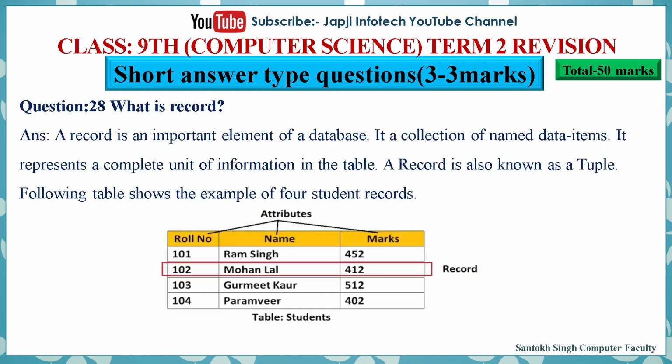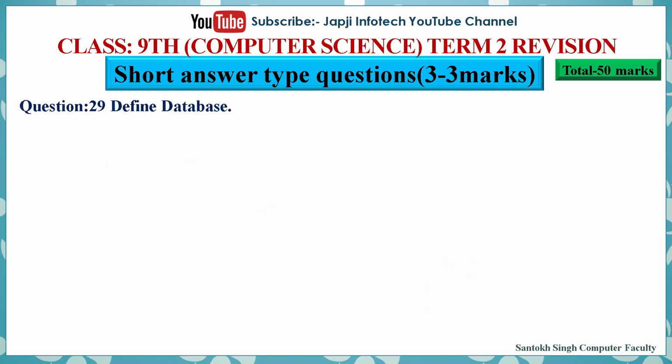28th one is, what is a record? A record is an important element of a database. It is a collection of named data items. It represents a complete unit of information in the table. A record is also known as a tuple. So the following table shows an example of 4 student records.